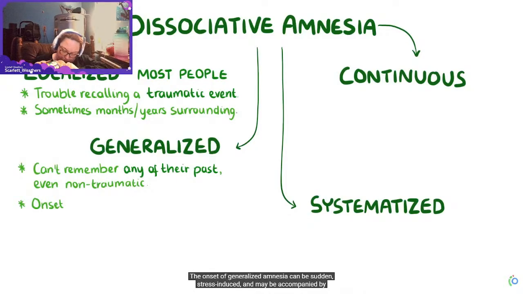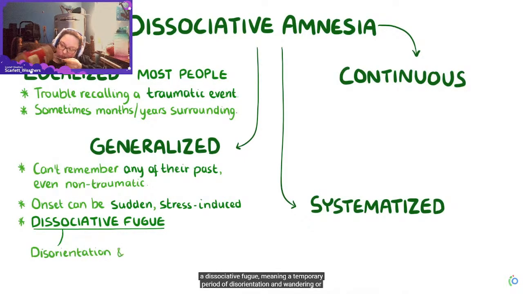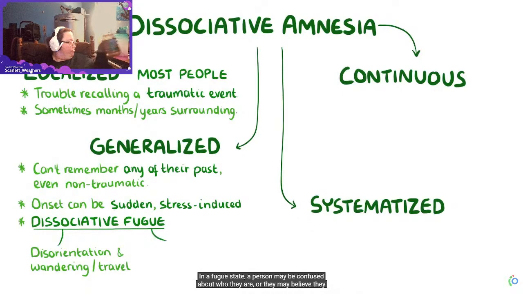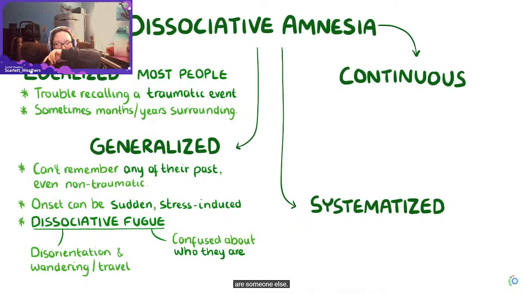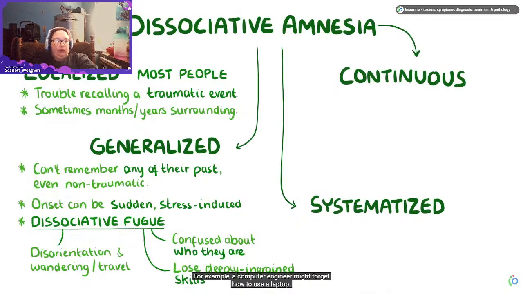The onset of generalized amnesia can be sudden, stress-induced, and may be accompanied by a dissociative fugue, meaning a temporary period of disorientation and wandering or travel. In a fugue state, a person may be confused about who they are, or they may believe that they're someone else. They may also temporarily lose deeply ingrained skills. For example, a computer engineer may forget how to use a laptop.